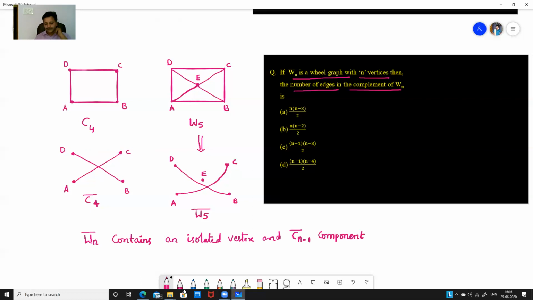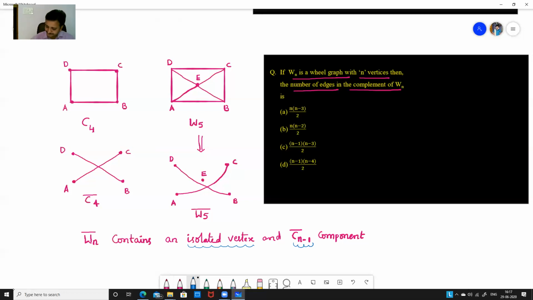I hope you understand what I'm saying. So clearly W5 bar contains one isolated vertex E, and another one is C4 bar. Is it C4 bar or not? C4 bar, C4 complement. Okay. Right. Now what we are going to discuss now. They're asking the number of edges in the complement of Wn. That means we want to find the number of edges. Obviously, an isolated vertex doesn't have any edges. Therefore, we want to find only the number of edges in Cn bar.